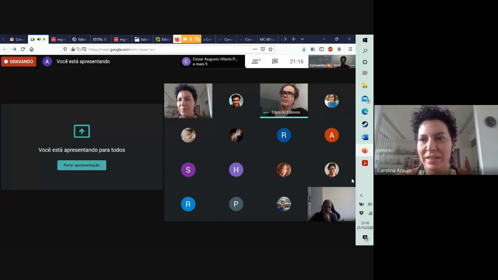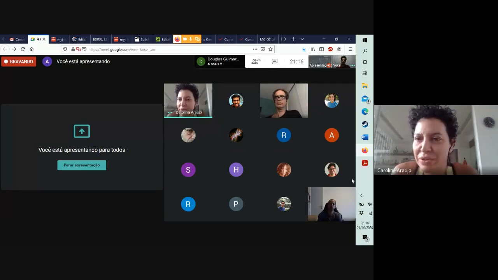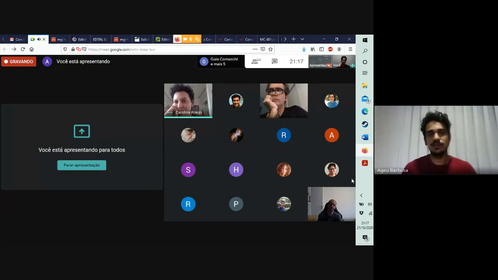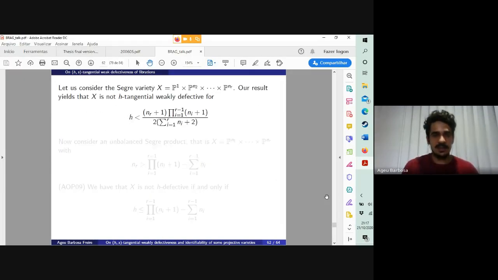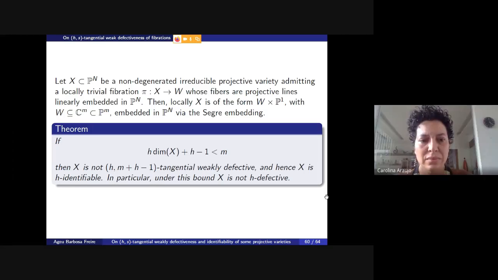So have you applied this approach to other classes of varieties like Grassmannians or other varieties interesting from the tensor point of view? Yes, I tried to apply this last theorem to other varieties, but we can't do it because we can't write a flag variety with a locally trivial fibration. This is the only case we've tried to apply the theorem until now, different from the Segre varieties.